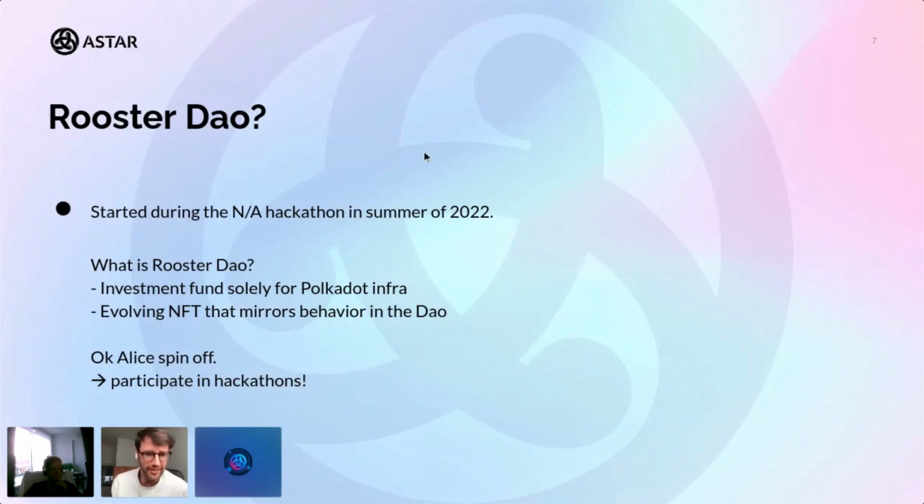So, what is Rooster Dao? Rooster Dao started during the New York hackathon in the summer of 2022. We really had a lot of fun building it. Rooster DAO is an investment fund that solely focuses on Polkadot infrastructure. In order to be part of the investment fund, or the investment DAO, you have to buy an NFT. The basic idea of the NFT is that it can change according to your behavior in the DAO. So, for example, everybody who owns the NFT can participate in proposals or votings, and the more that you participate in voting or proposals, the more your NFT evolves.